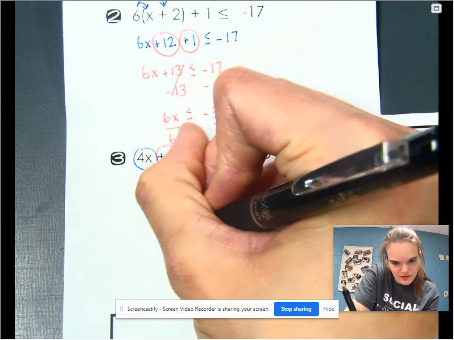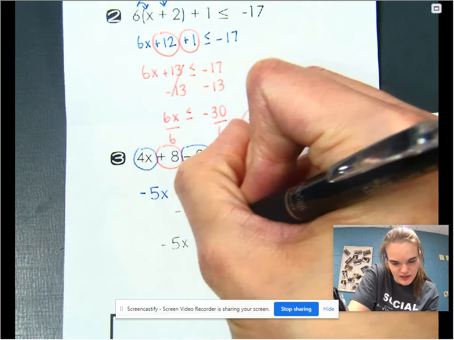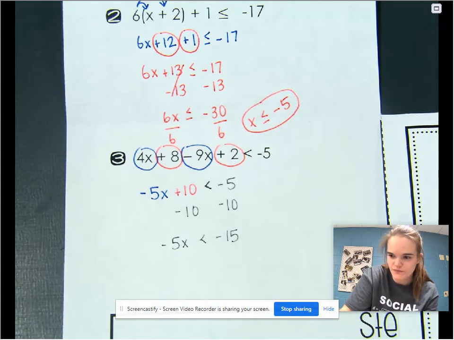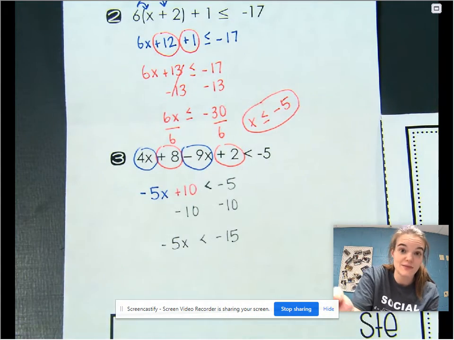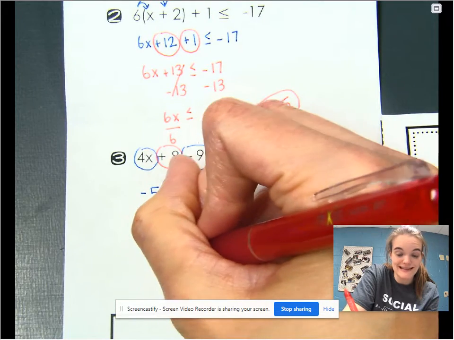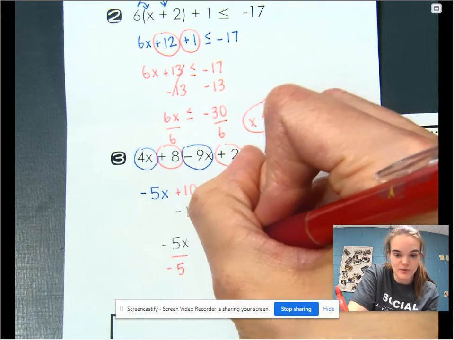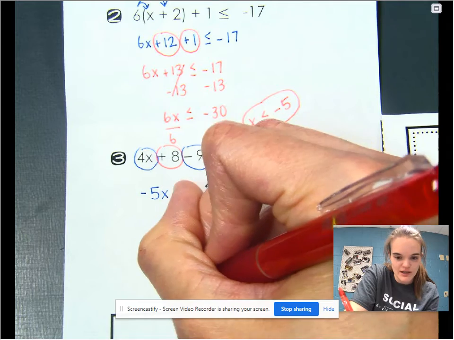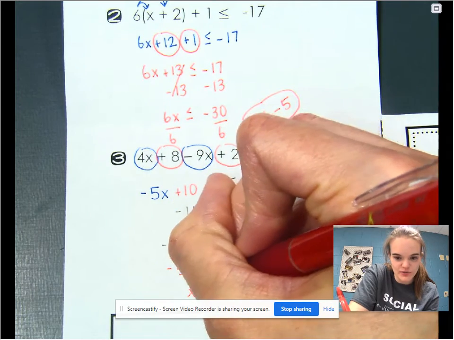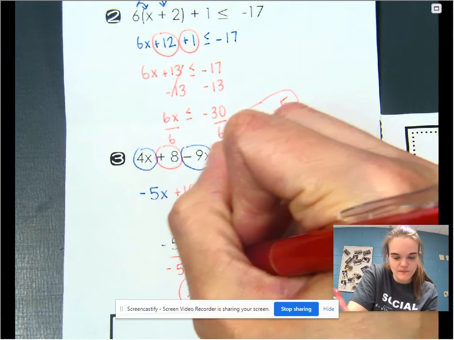All right, next, let's subtract 10. Negative 5x is less than negative 15. Okay, now I'm going to divide by negative 5. Notice I said divide by negative 5, so that means I'm going to flip the symbol. X is greater than 3. Okay.